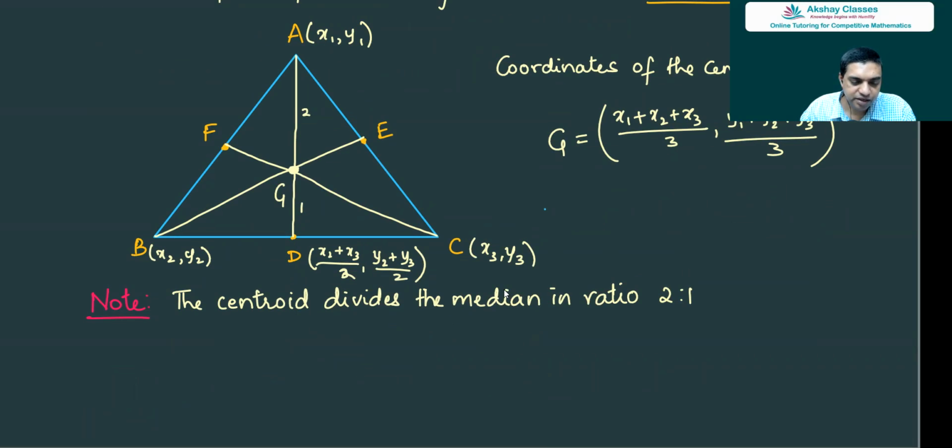So we talked about medians. Then in the next class, we will discuss angular bisectors. We'll discuss incenter, excenters, orthocenter and circumcenter. These are the critical points in the triangle. In the next class, we'll continue.